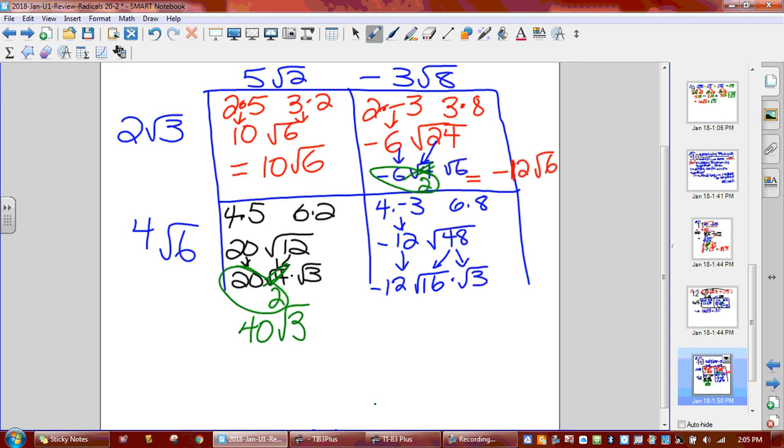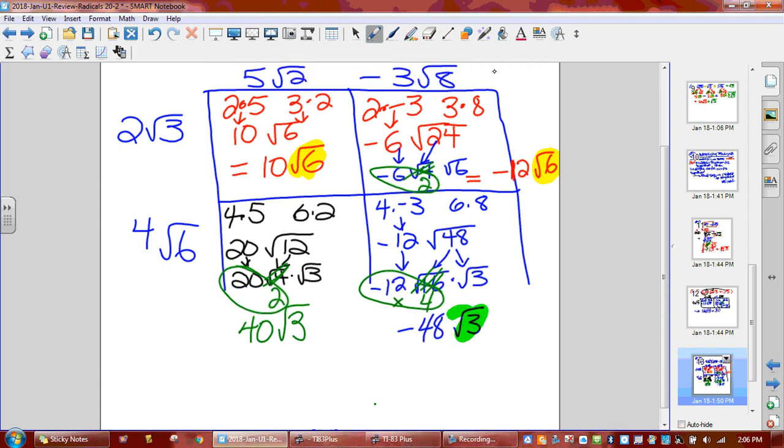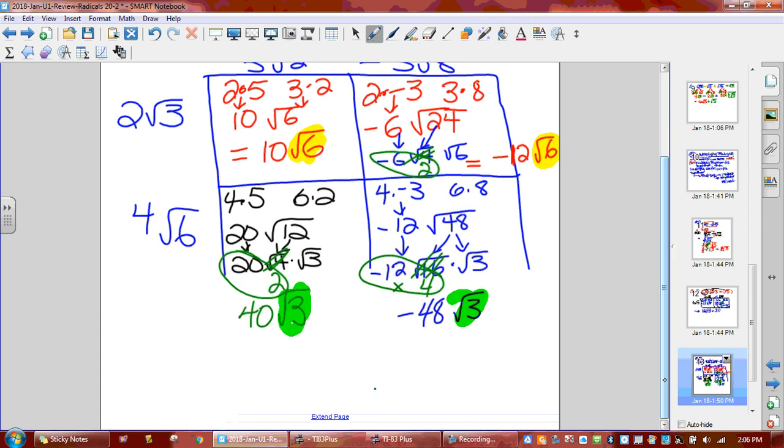So in this case, now in the end, we have to match the ones that are like terms. So we've got some root 6's that we can add the coefficients that match, and then we've got some root 3's that we can add the coefficients. So we're going to string all the answers out in a row here. So our final answers would look like this before we combine them. So we're going to have 10 root 6 minus 12 root 6 plus 40 root 3 minus 48 root 3. Now I've color-coded them on purpose because I've matched them up.